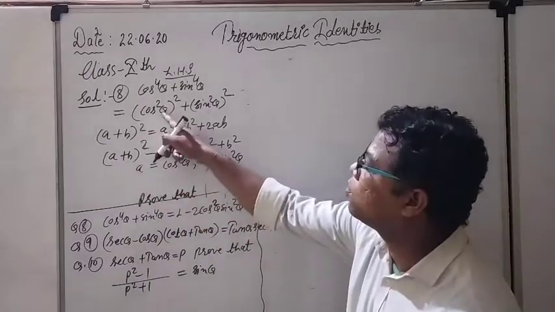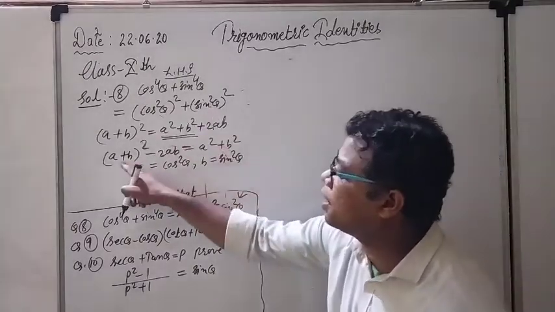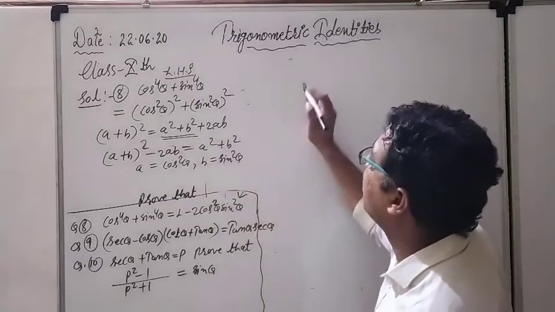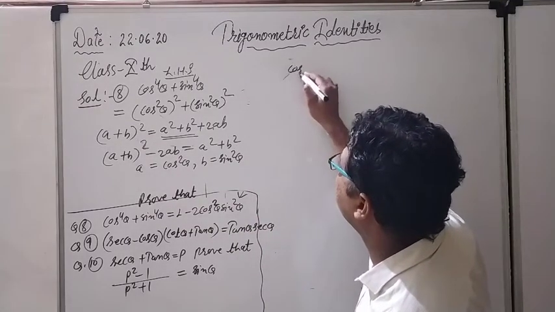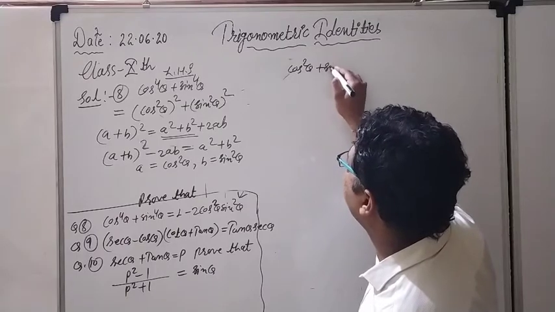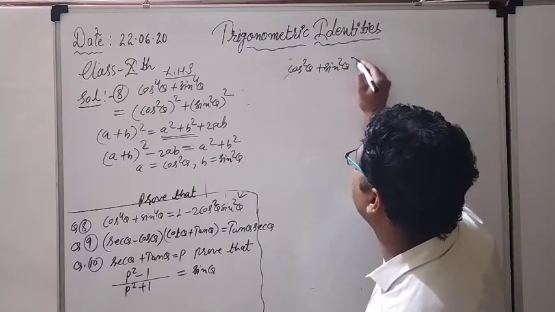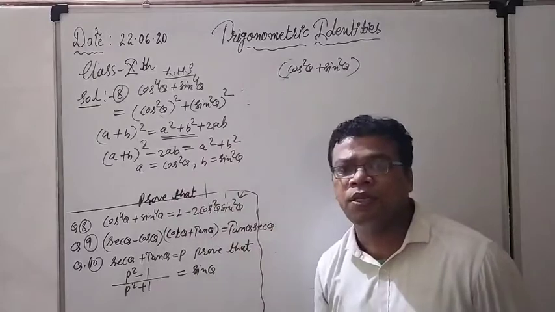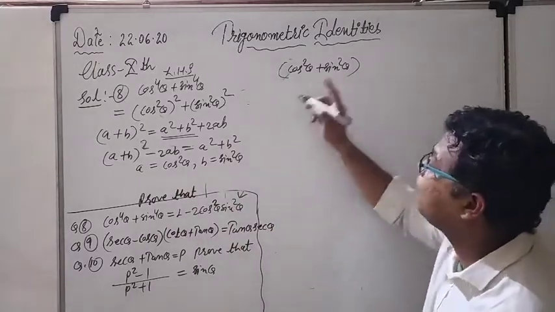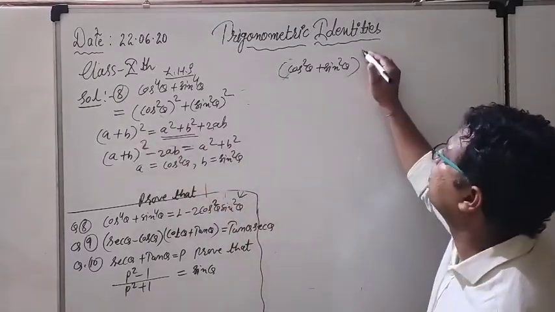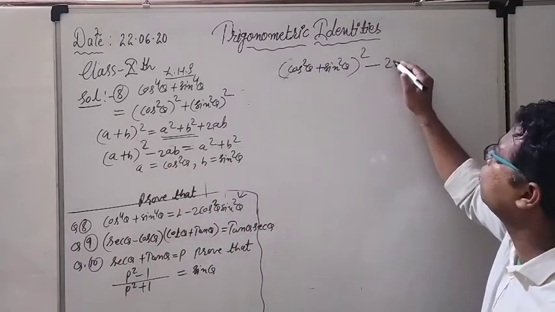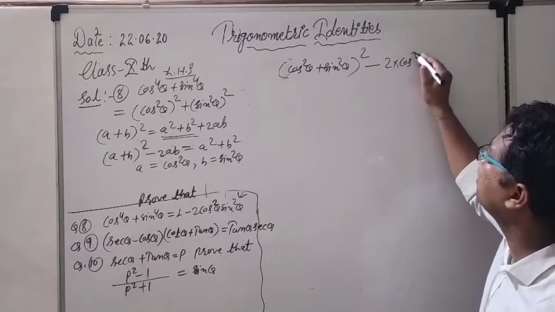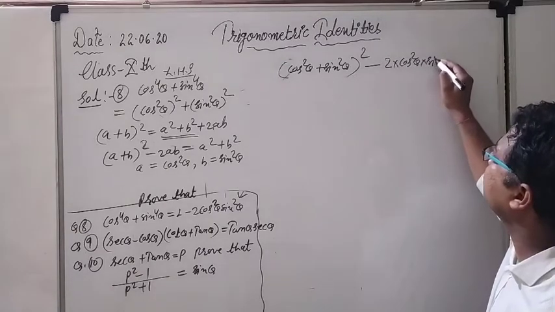Why? Because a square plus b square could be written as (a plus b) whole square minus 2ab. Now see, (a plus b) whole square means (cos square theta plus sin square theta), because in place of a we have cos square theta and in place of b, sin square theta. And after that, (a plus b) whole square minus 2ab means 2 into a, cos square theta, into b, sin square theta.